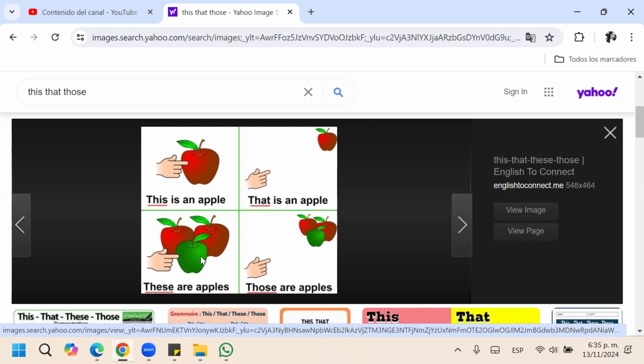These, two, three, or more, these are the apples here on my hands. Those are the apples because they are far. Those. Yes, that's it, the difference. This, that, those, and these are demonstratives.